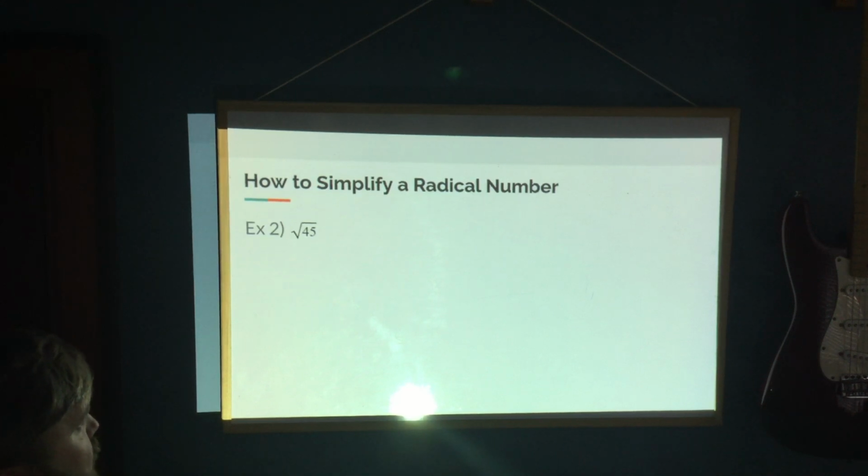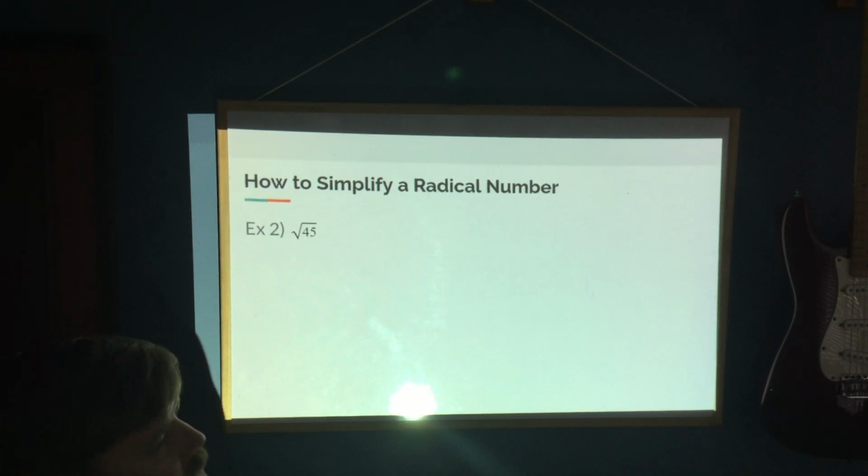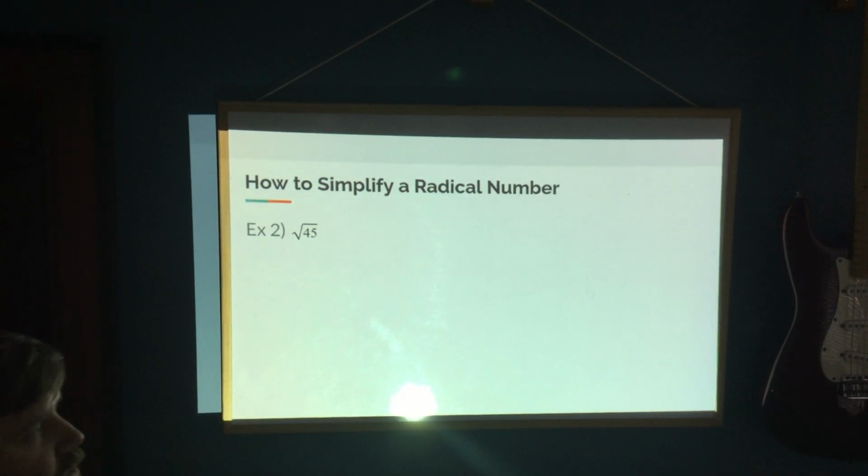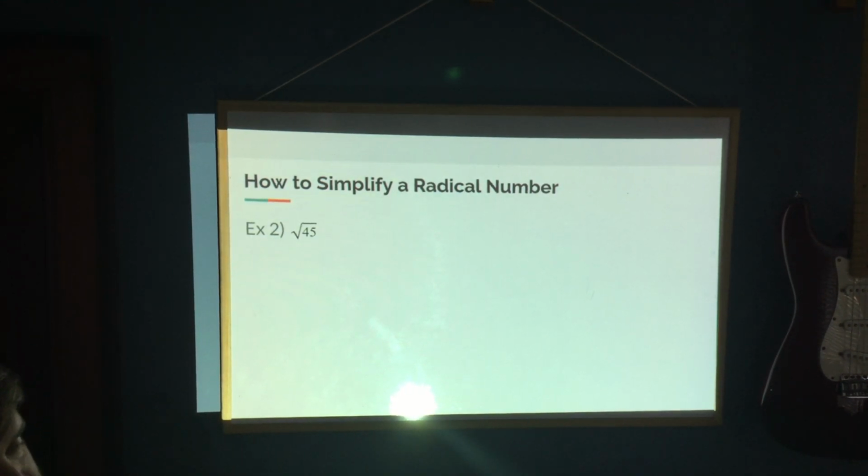We've got the square root of 45. So again, 1 doesn't help us, and it's a perfect square, but 3 goes into 45, it's not a perfect square. It goes in 15 times, 15 isn't a perfect square. 5 goes into 45, it's not a perfect square. But 5 goes in 9 times, and 9 is a perfect square.